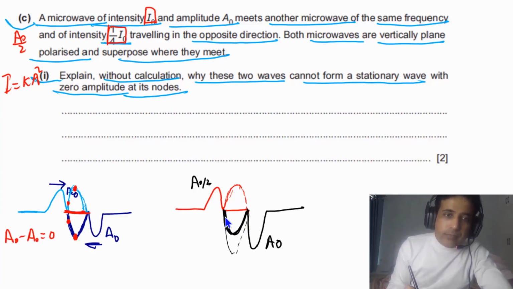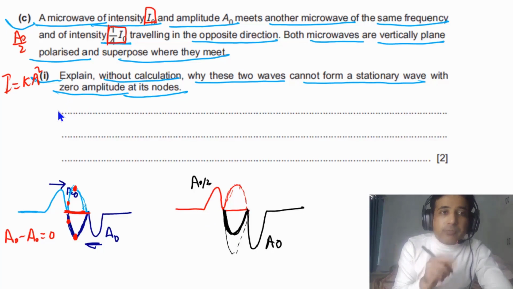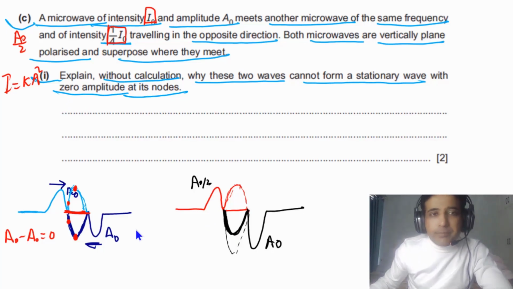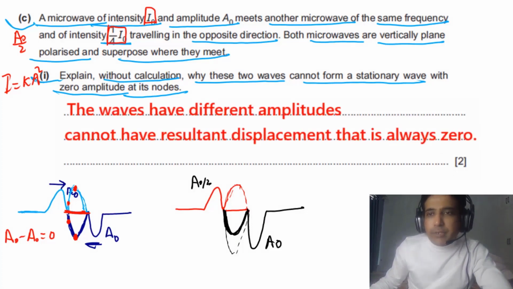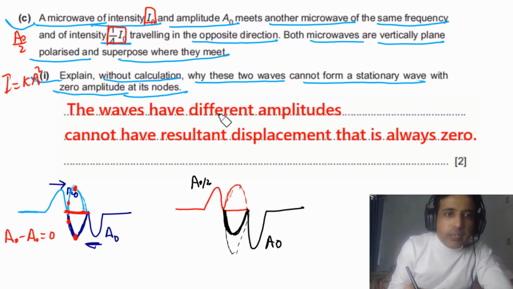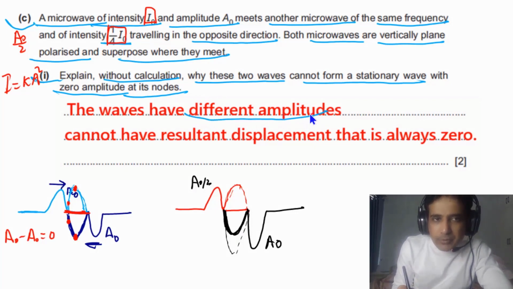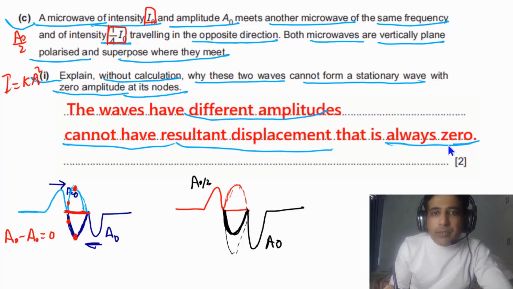In this case, there is no complete cancellation. Amplitude at a node cannot be equal to 0. So these points you need to understand. If you understand these points, we can simply write down our answer. In our answer, you can mention these two points: waves have different amplitudes, so cannot have resultant displacement that is always 0. This is how you can answer.